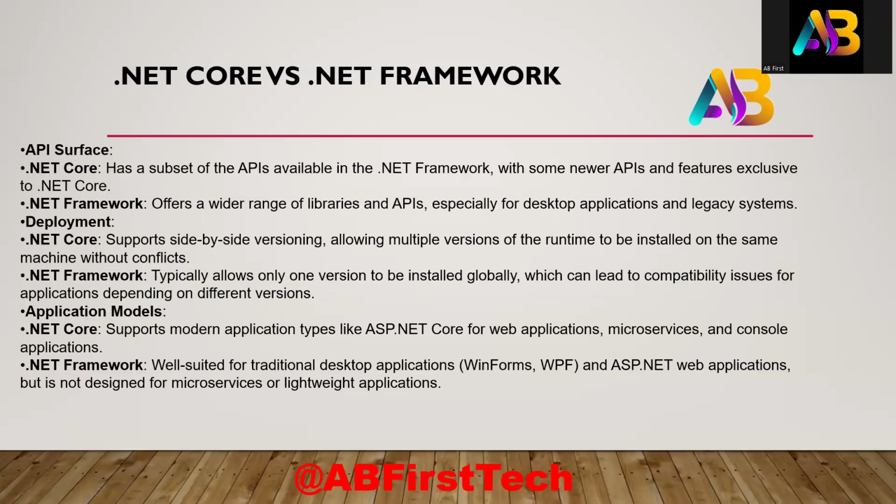Now, on API surface, .NET Core has a subset of the APIs available in .NET Framework, with some newer APIs. The Framework has a wide range of libraries and APIs, especially for desktop applications and legacy systems. And for deployment, .NET Core supports side-by-side versioning, allowing multiple versions to run at a time. Whereas with the Framework, we can deploy only one version at a time.